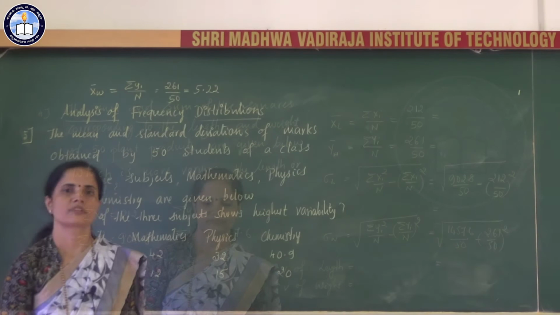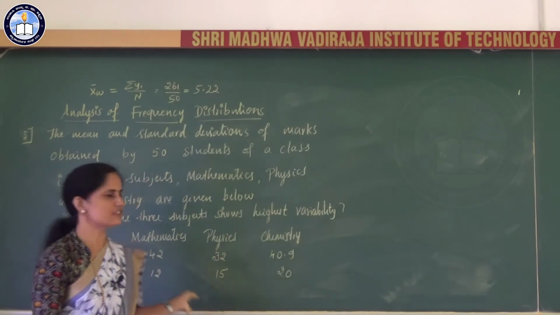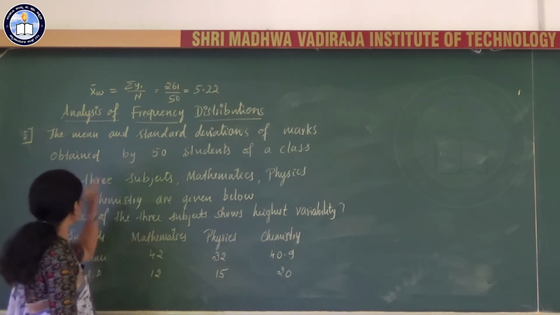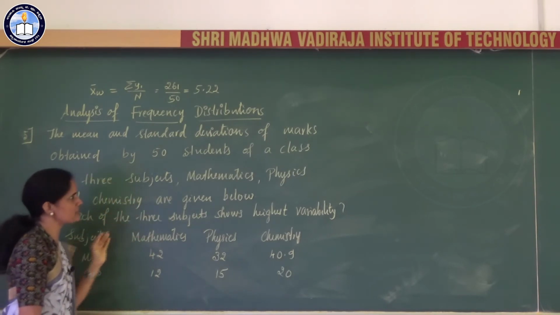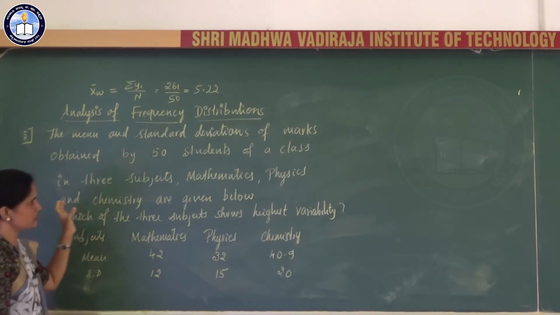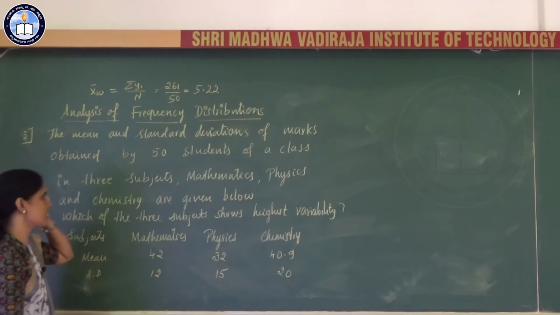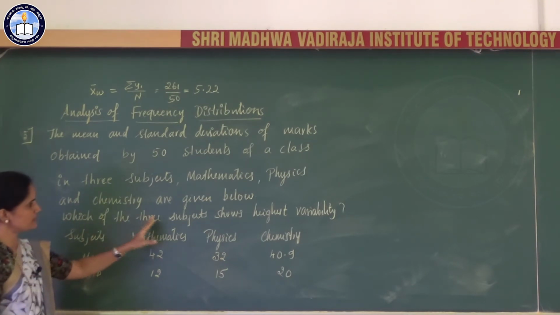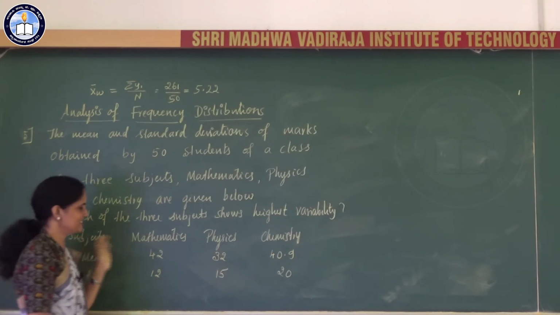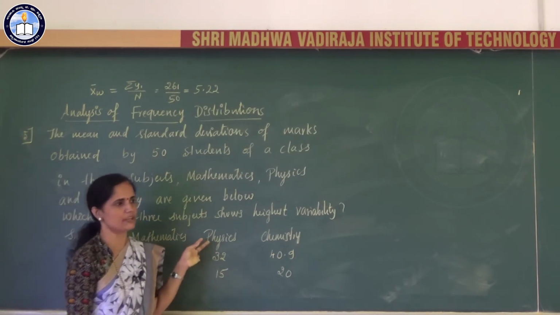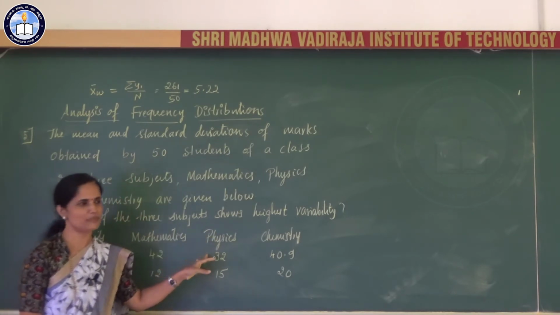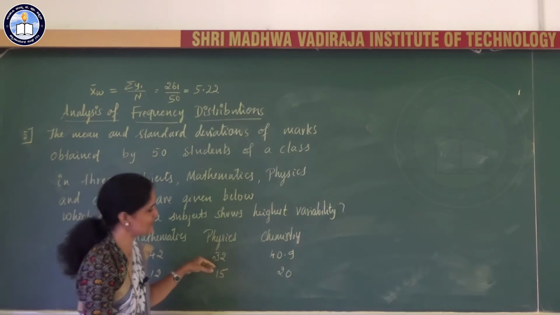Okay. Next question that I want to discuss is related to the science subjects. So read the question carefully. The mean and the standard deviations of the marks obtained by 50 students of a class in 3 subjects, mathematics, physics and chemistry, are given below. Which of the 3 subjects shows highest variability? So in which subject will you get the variability in the marks? Is it in maths? No. In maths you will score consistently, is it not?